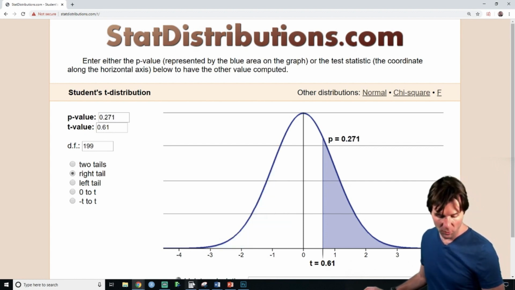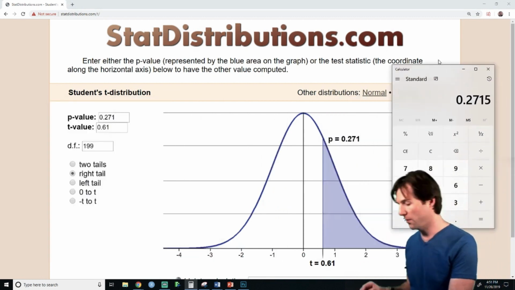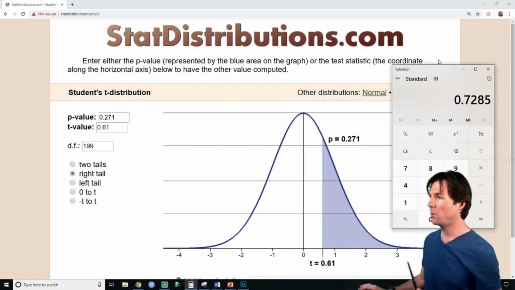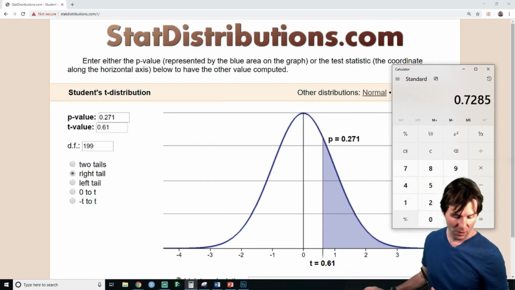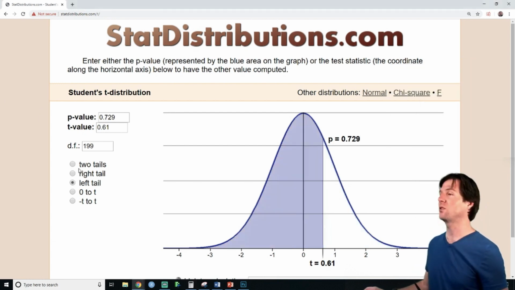How about if I go below this? What should the area be below that line? Well, this is good practice. The area below that would be 1 minus that area. So that will be 0.72, and let's see if it says 9 or 8. It'll be one of those two. 0.729. So that one rounds up to 0.729.